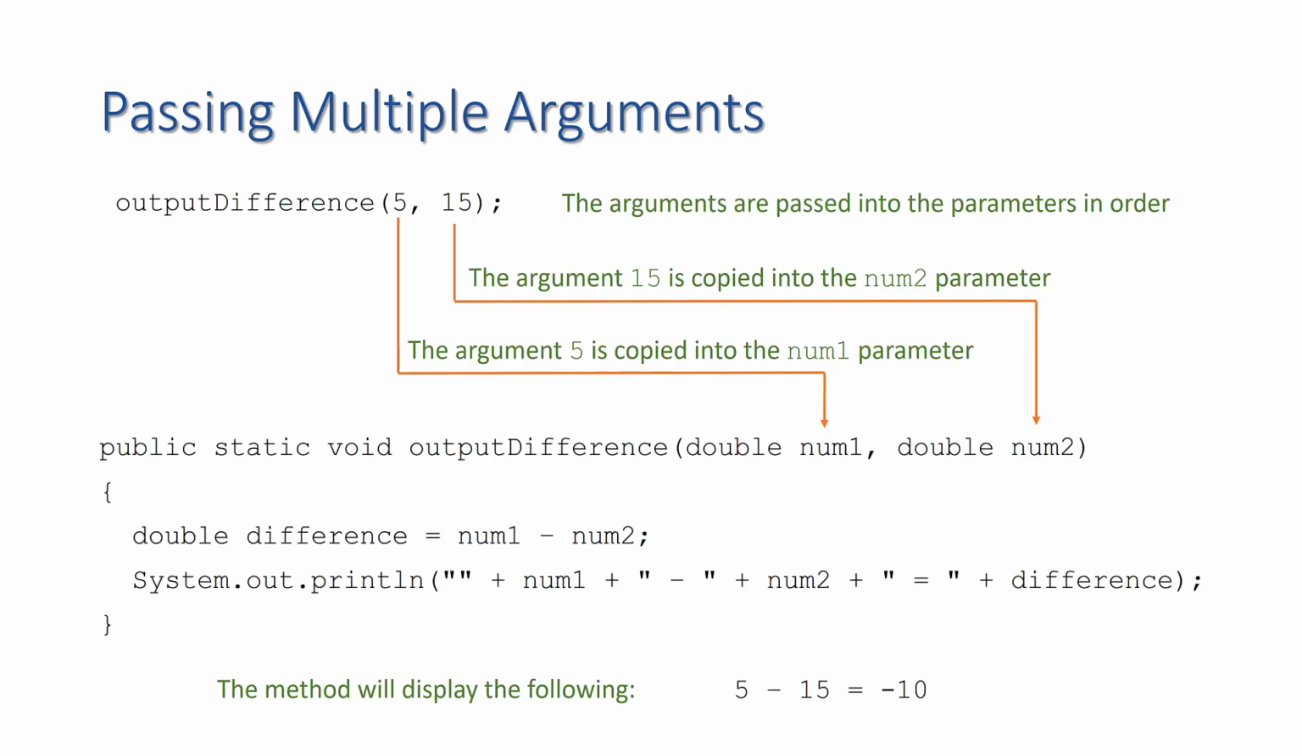The method call outputDifference passes a 5 into num1 and a 15 into num2. These are widening conversions, converting ints to doubles, so it is allowed and implicitly performed. It is important to note that arguments are passed into parameter variables in order. This method will output 5 minus 15 equals -10.